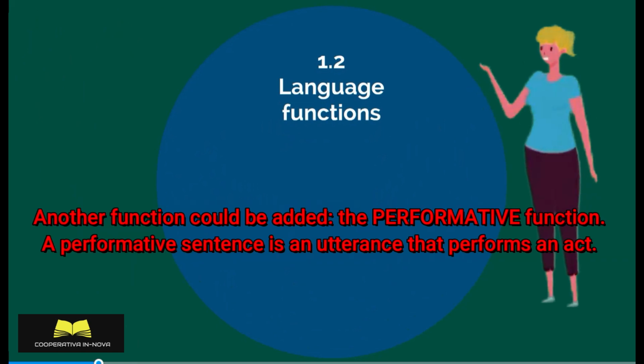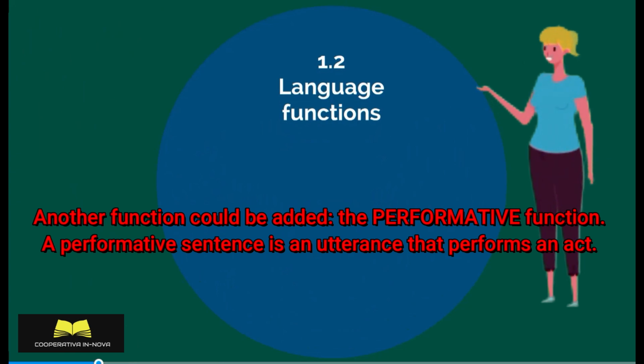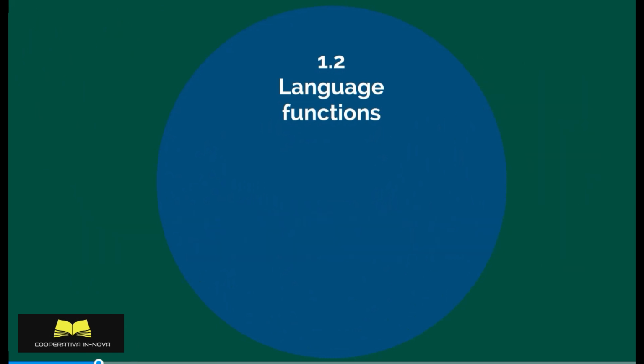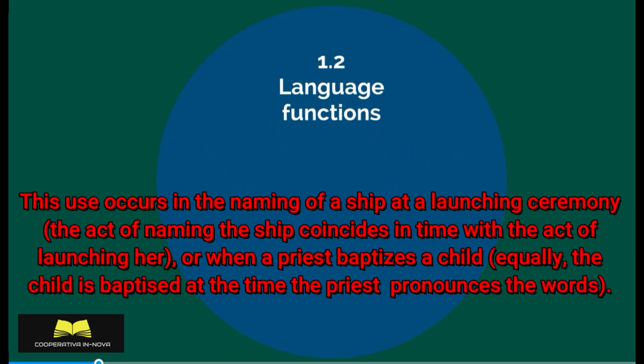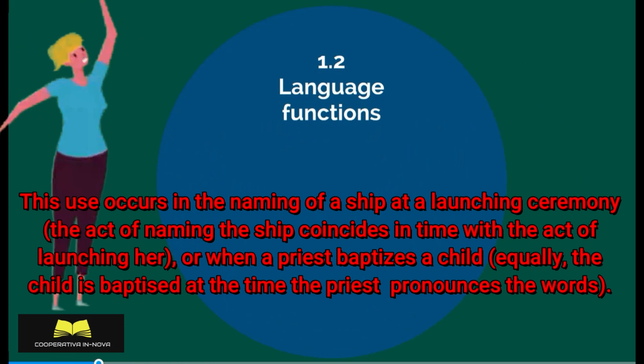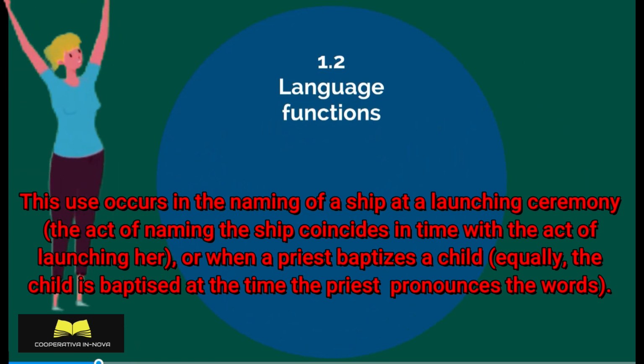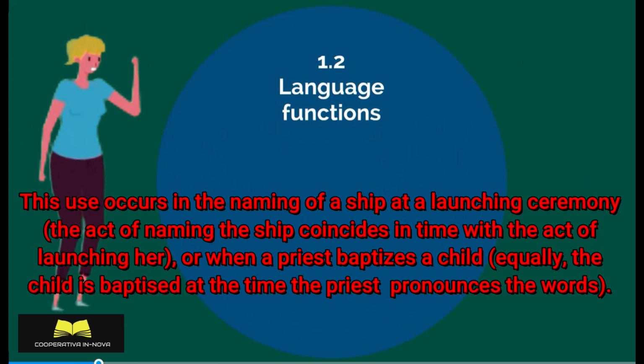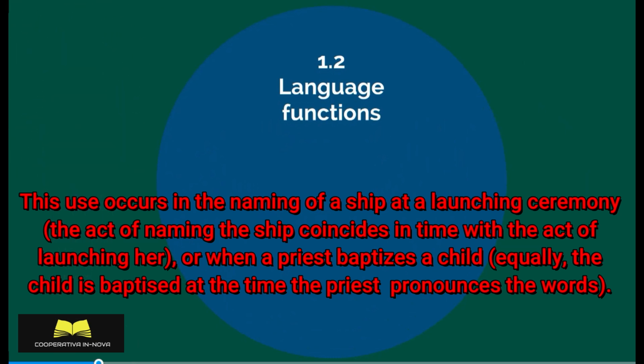Another function could be added, the performative function. A performative sentence is an utterance that performs an act. This use occurs in the naming of a ship at a launching ceremony. The act of naming the ship coincides in time with the act of launching her, or when a priest baptizes a child, equally. The child is baptized at the time the priest pronounces the words.